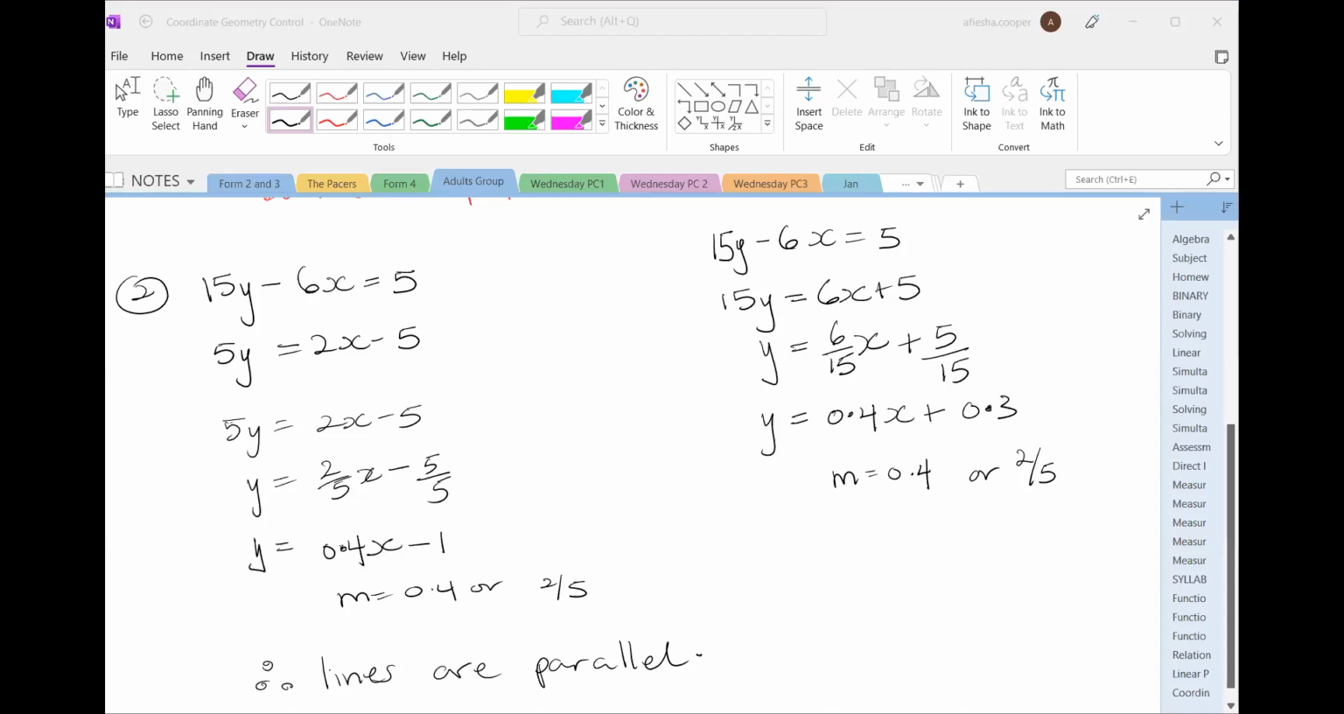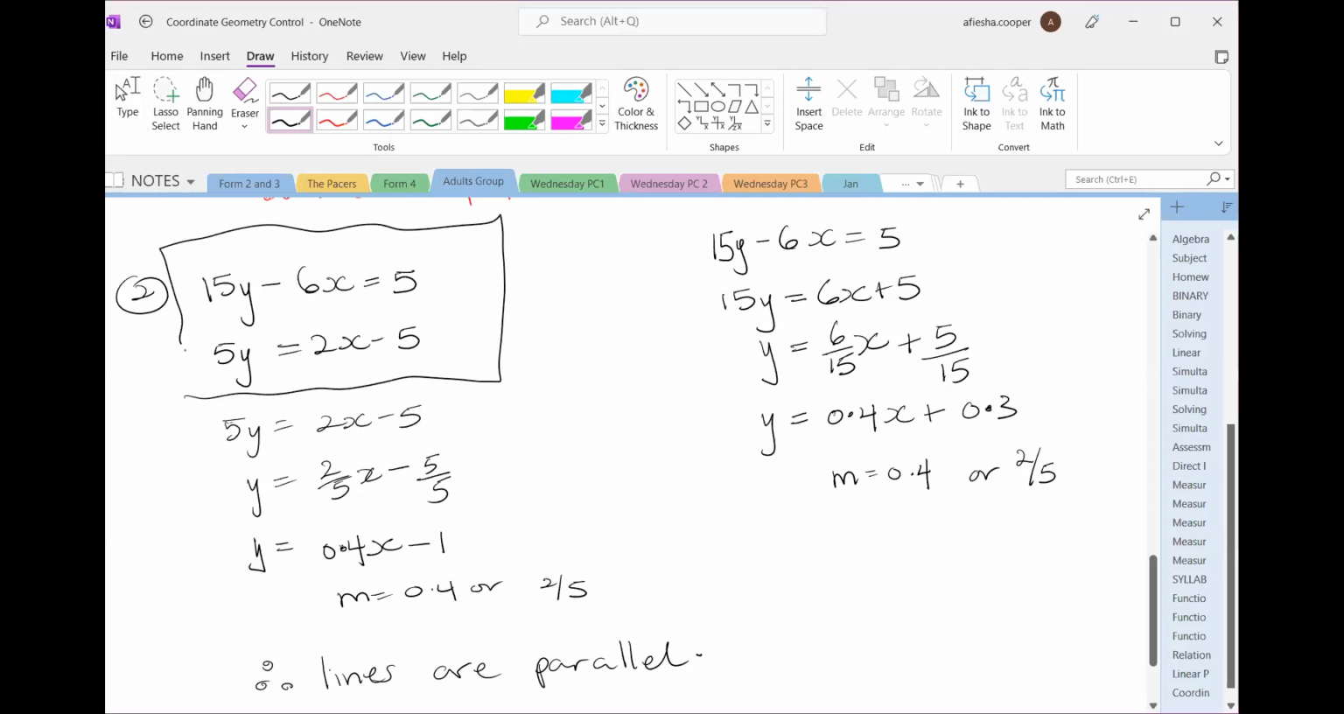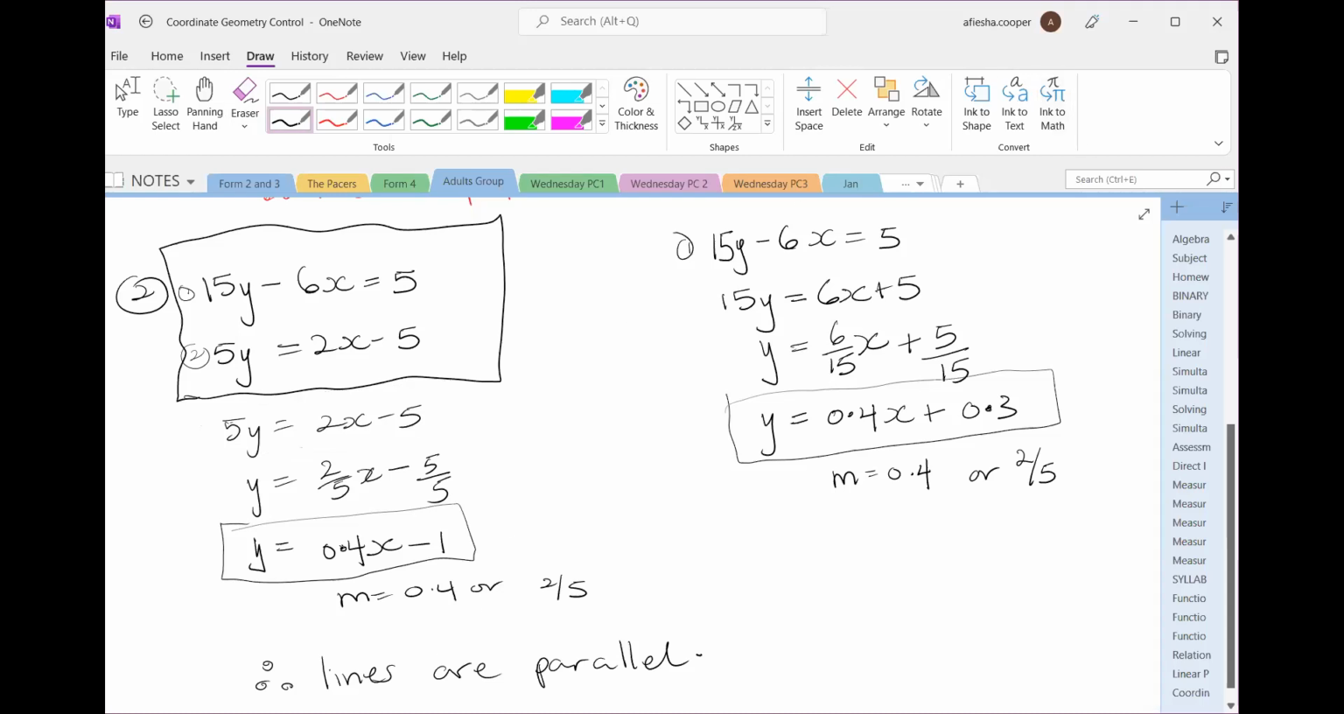An additional question, we have these two equations. To find out if they are parallel or perpendicular, we took this one here, put it in the form, and we got our gradient to be 0.4 or 2/5. We took the second equation, put it in the form, getting m is equal to 0.4 or 2/5. Therefore, our gradients are equal to each other, so the lines are parallel.